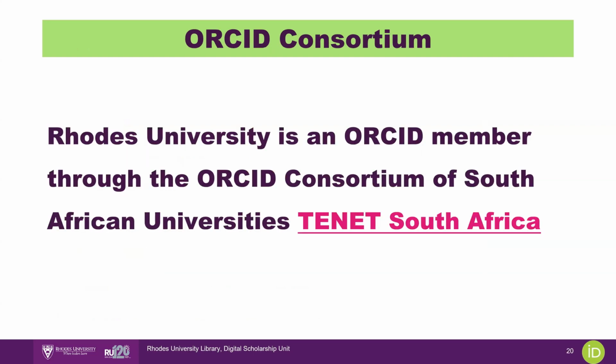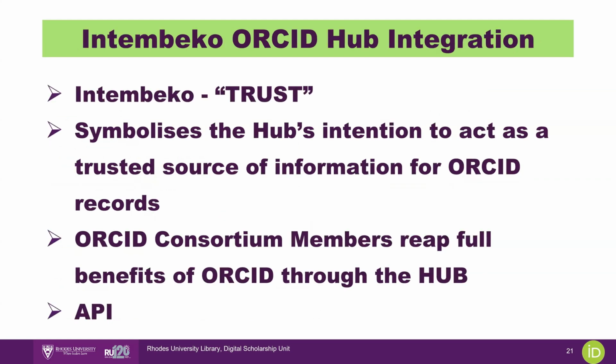So as I said, in our support of research visibility, we are part of the consortium of universities in South Africa through TENET South Africa, whereby we are one of the trusted sources to ascertain the relationship between the researcher, students, and the organization. That's happening through our office. The platform is called the Intembeko ORCID Hub, and Intembeko means trust, so you need to trust us in managing your research visibility.